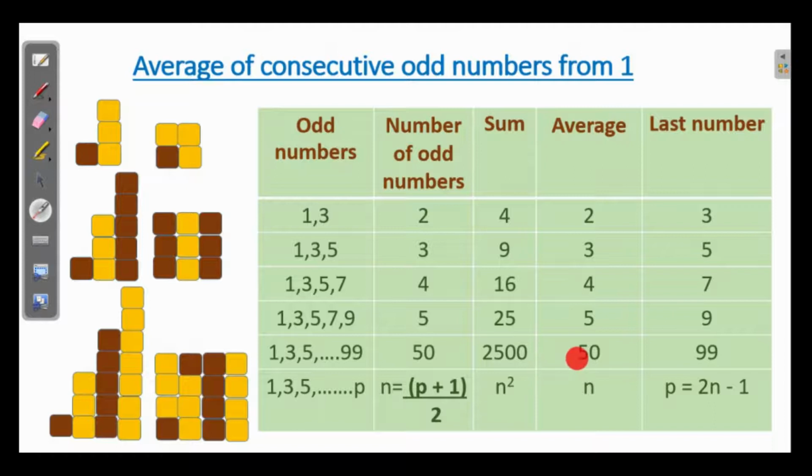50 into 50. 5 5s are 25. Then 2 zeros. And 1, 3, 5, etc.